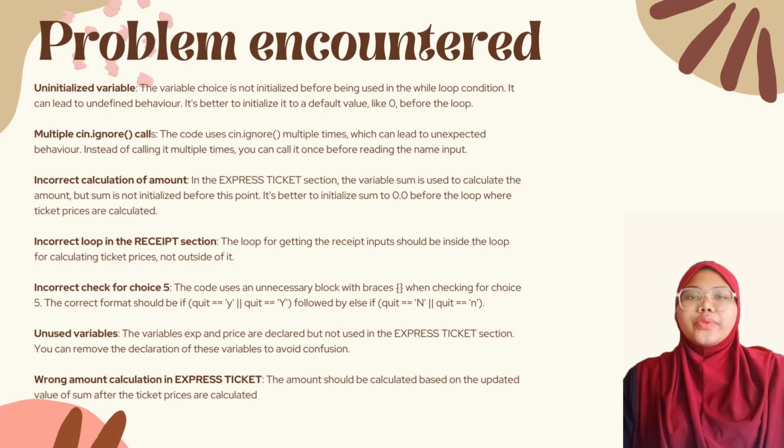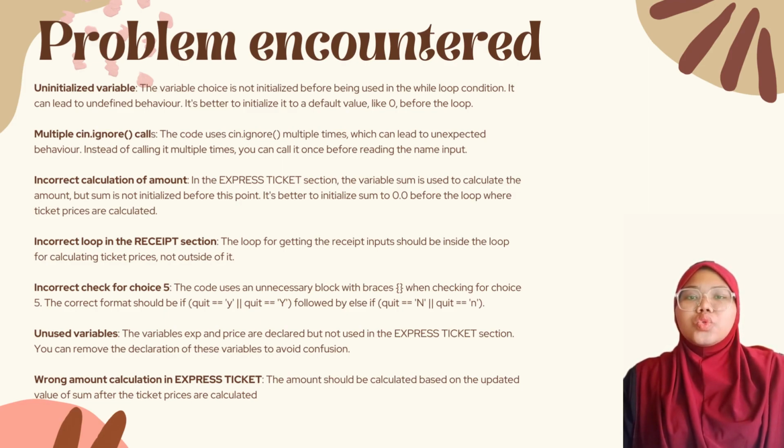Next, incorrect loop in the receipt section. The loop for getting receipt input should be inside the loop for calculating the ticket price, not outside of it. Next is incorrect check for choice 5. The code used an unnecessary block with braces when checking for choice 5. The correct format should be as in the slide.